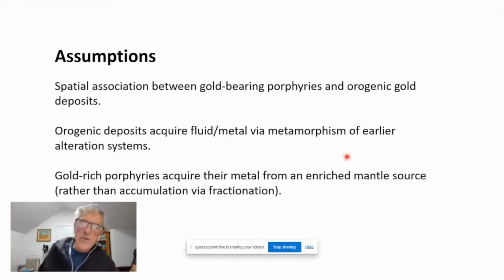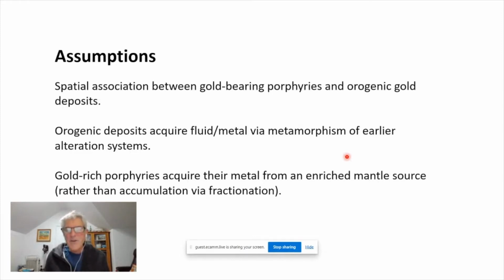So we've got a few assumptions here that I'm going to consider. This is not an assumption: there is a spatial association between gold-bearing porphyries and orogenic gold systems. The topic that I talked about at the previous Raglan lecture I gave a couple of years ago, I gave some evidence to show that the orogenic vein systems occurred within the footprint of hydrothermal alteration surrounding porphyries.